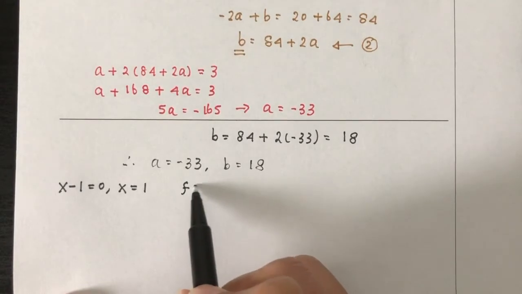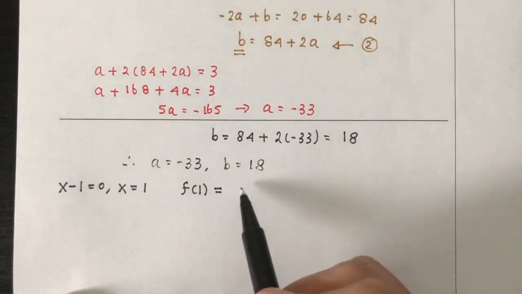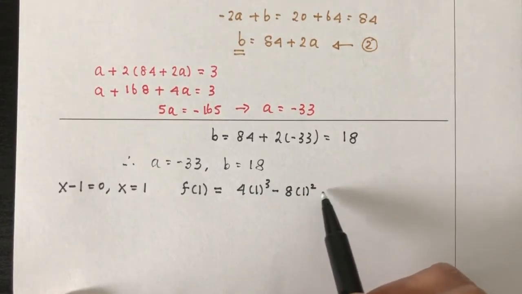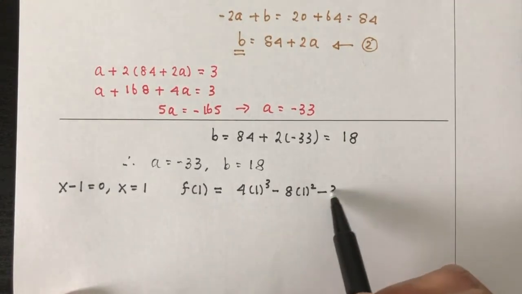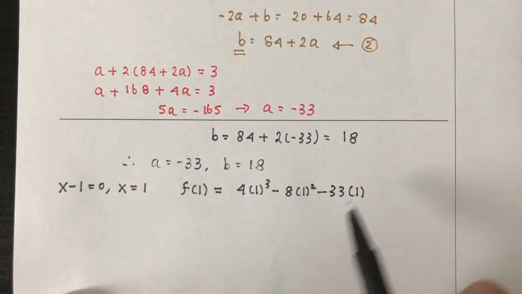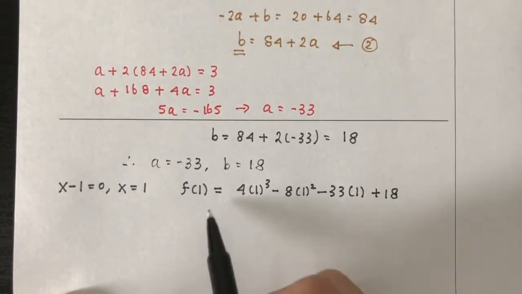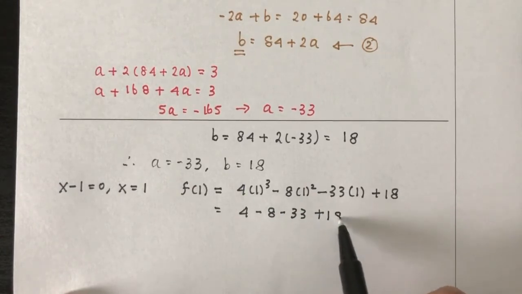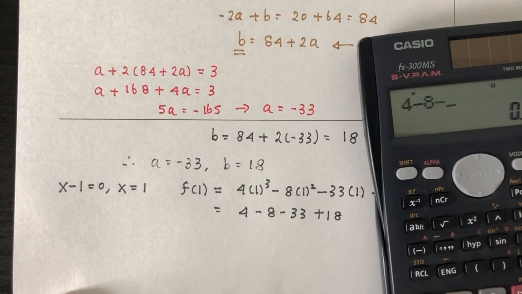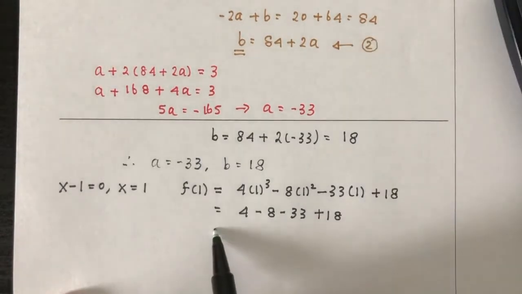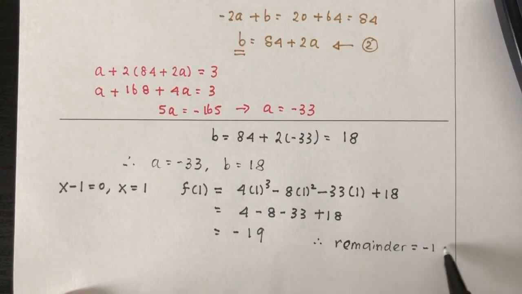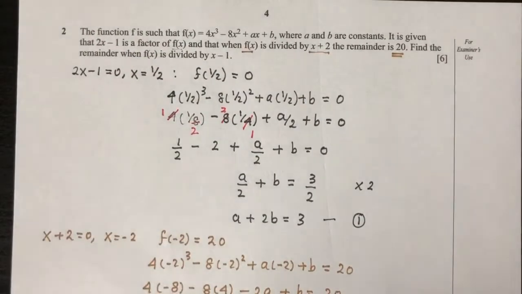So we have to find f of 1, which is equal to 4 times 1 cube minus 8 times 1 square plus a, which is minus 33 times x, which is 1, and plus 18 for the value of b. So let's solve. This is 4 minus 8 minus 33 plus 18. That will be minus 19. So finally your answer is the remainder is equal to minus 19. And that is your question number 2.